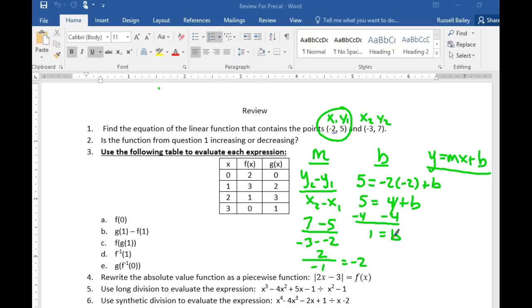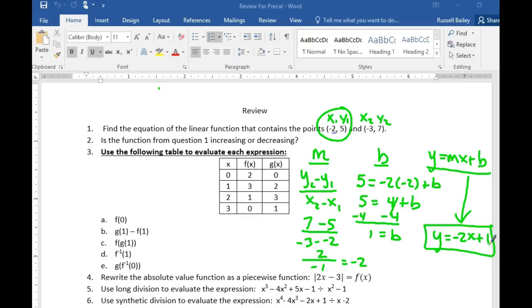So b equals 1. So we have our slope, we have a y-intercept, and that's enough to give us the equation of the line, which would be y equals -2x plus 1. You just put the slope and the y-intercept in. Okay, so that's how you do finding the equation of a linear function if you have 2 points.